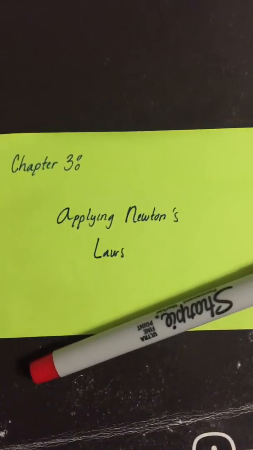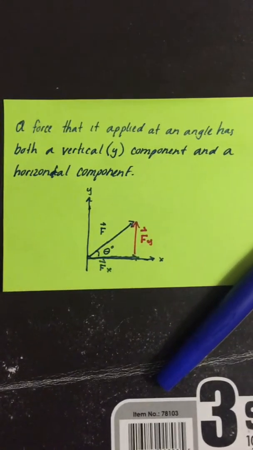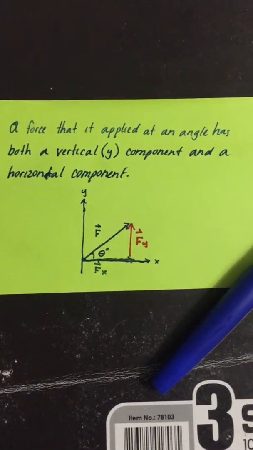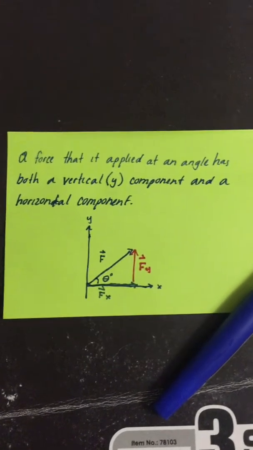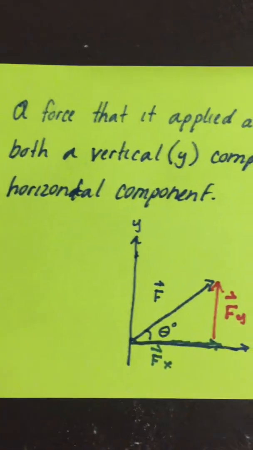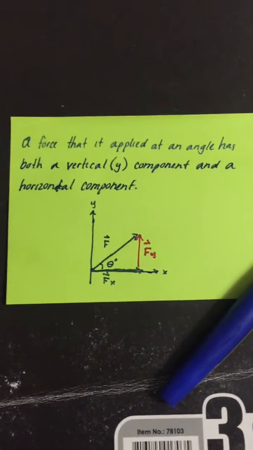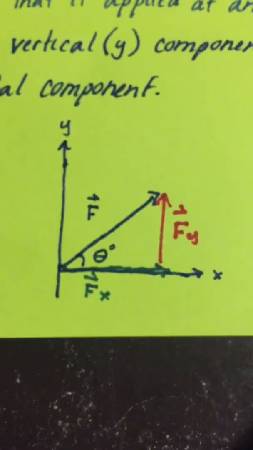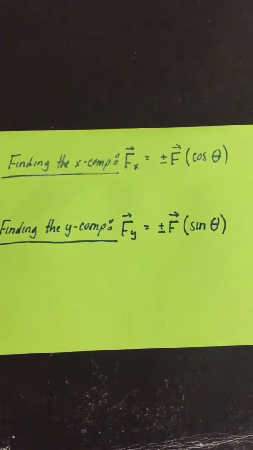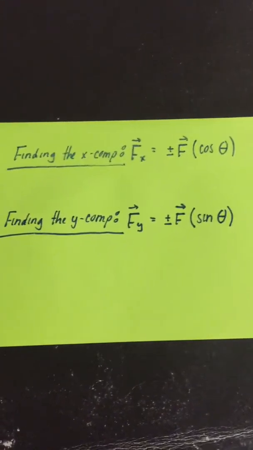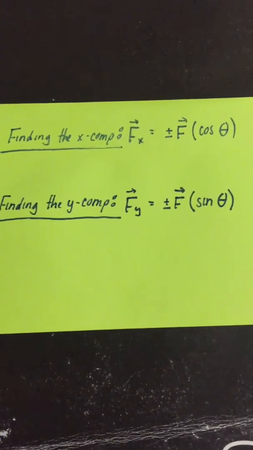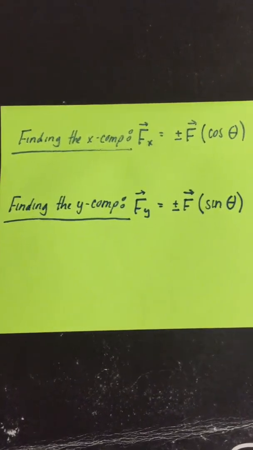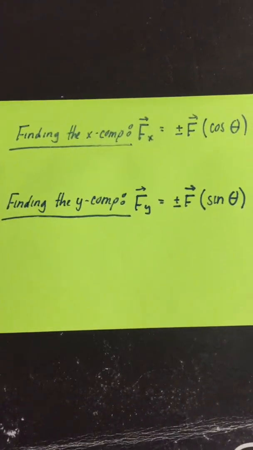Chapter 3, Applying Newton's Laws. A force that is applied at an angle has both a vertical y component and a horizontal x component, as shown here. Force Fy, Fx. To find the x component of the force, multiply the force by the cosine of the angle. To find the y component, multiply the force by the sine of the angle.